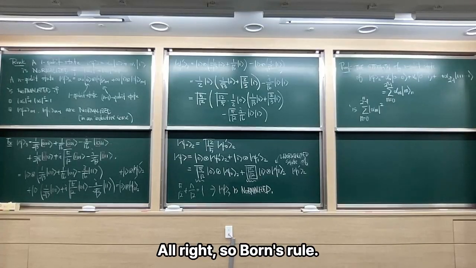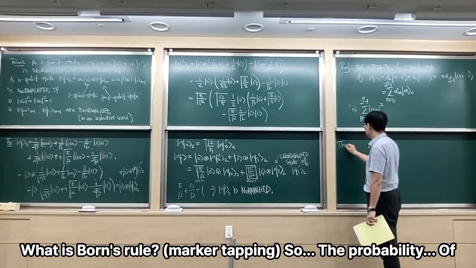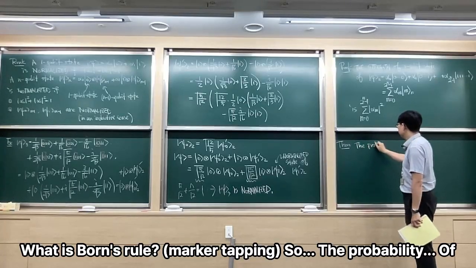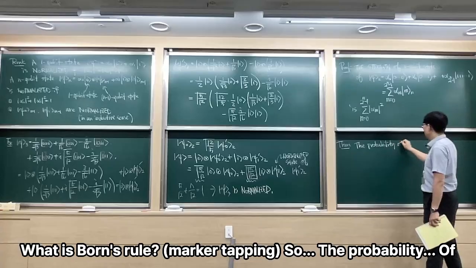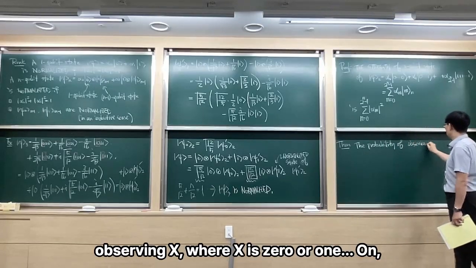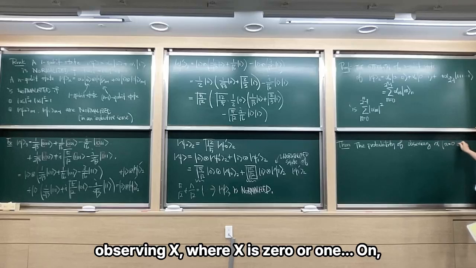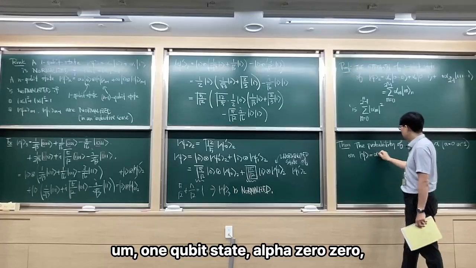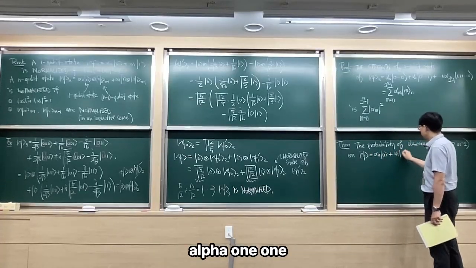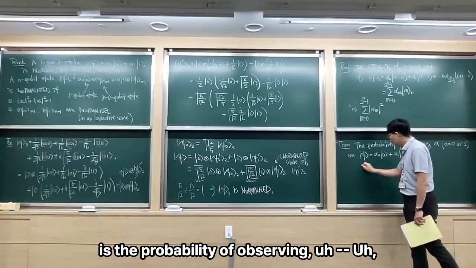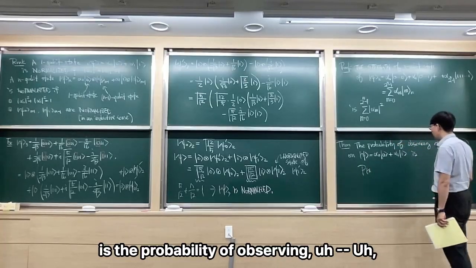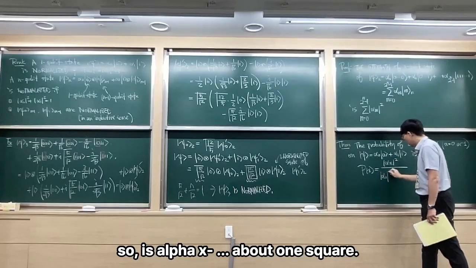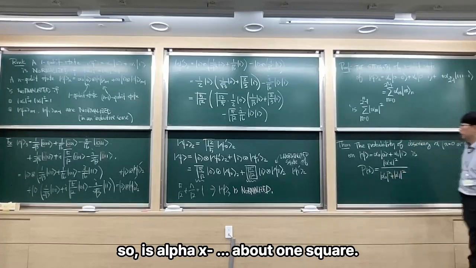All right, so Born's rule. What is Born's rule? The probability of observing x, where x is 0 or 1, on the 1-qubit state alpha 0 ket 0 plus alpha 1 ket 1, is the square of alpha x. That's the Born rule.